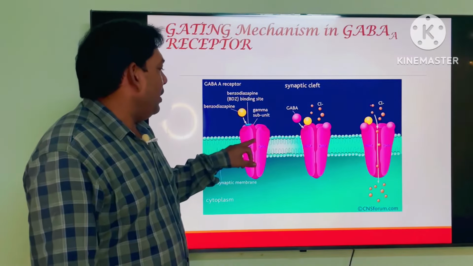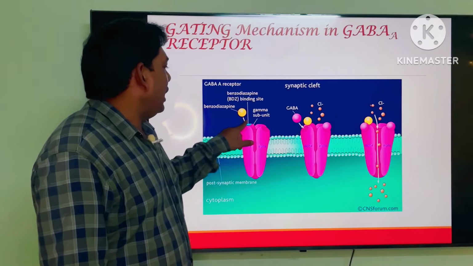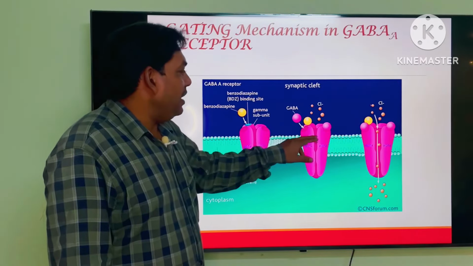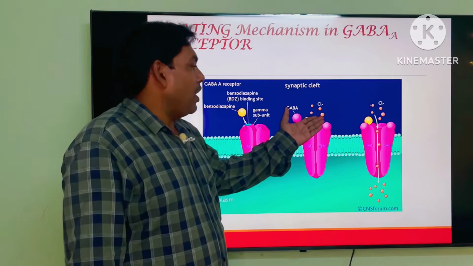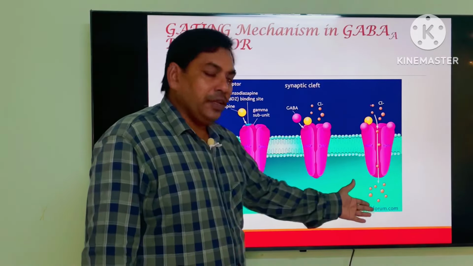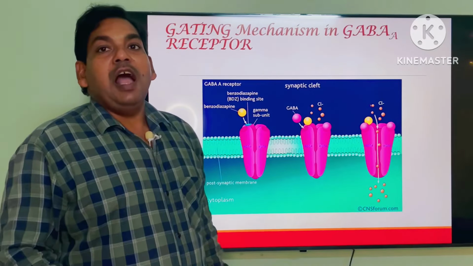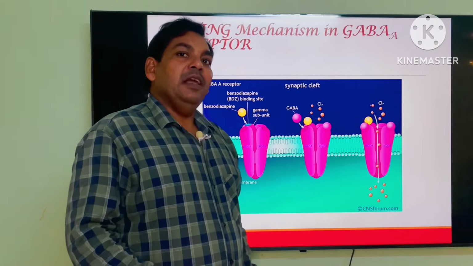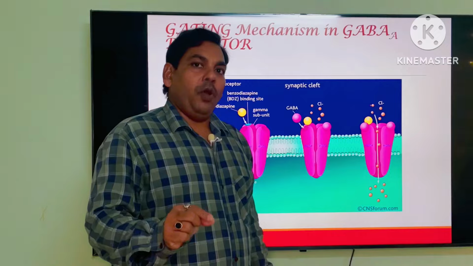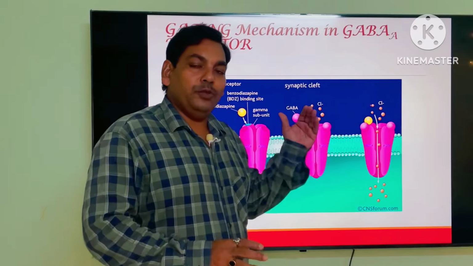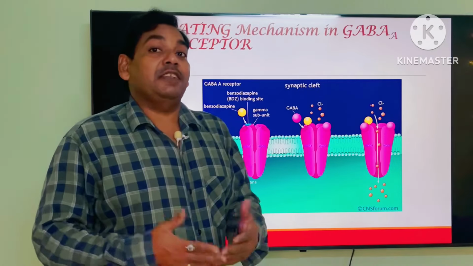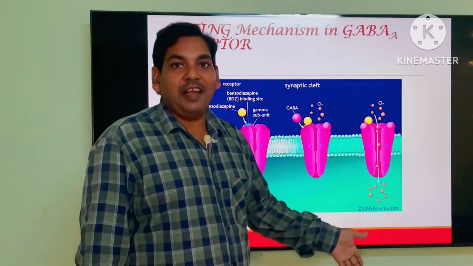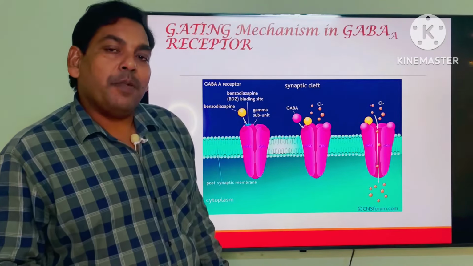Next, this is the gating mechanism of the GABA receptor. Benzodiazepine binds to the benzodiazepine site, and the agonist GABA binds. Then the configuration changes and chloride passes from outside to inside, which induces hyperpolarization, and due to hyperpolarization induces sedation. This means a drug like diazepam or any benzodiazepine drug binds to that particular receptor and induces sedation by passing chloride ion from outside to inside, ultimately inducing hyperpolarization.